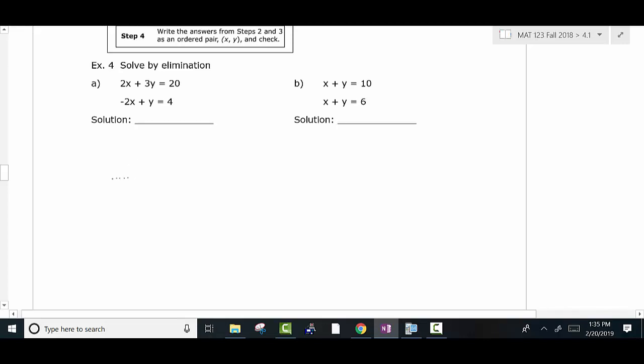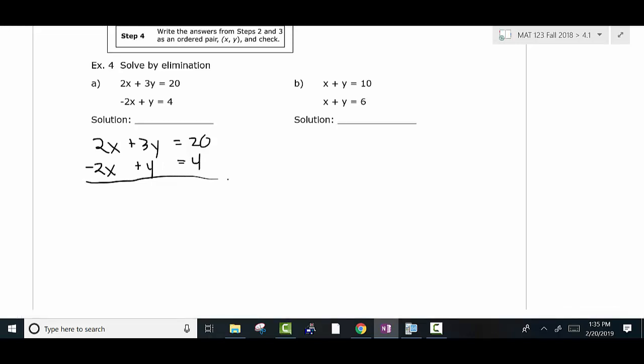Write down the system so I can show you what happens and why we call this elimination. We have 2x plus 3y equals 20. Then we have -2x plus y equals 4. When you do elimination, the first thing you look for is to add up your terms. What do you notice if you add 2x and -2x? Don't those just cancel? Yes. That's what you want to happen. That's why we call this elimination.